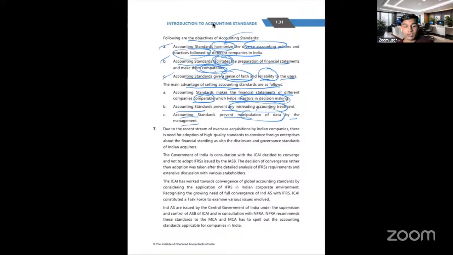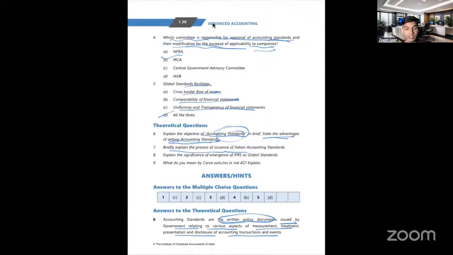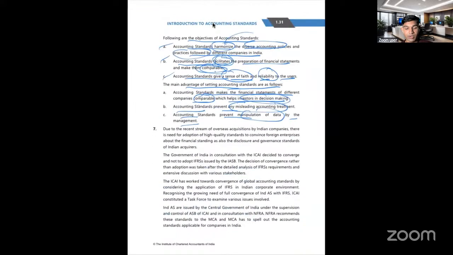Okay, now the seventh one. Briefly explain the process of issuance of Indian Accounting Standards. Then explain the significance and evolution of IFRS as a global standard, and what do you mean by carve-outs and carve-ins in India? Explain. Now, here, the seventh one.